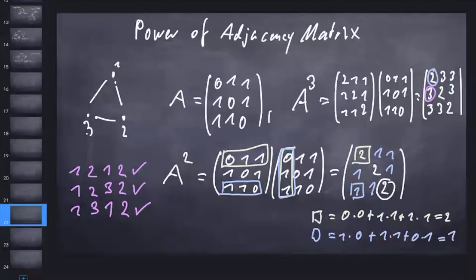We'd like to have the number of triangles. As a consequence, the number of triangles in the graph is the sum of the diagonal elements. What the formula means is you have to sum up the diagonals and then divide it by 6, and then you have the number of triangles.